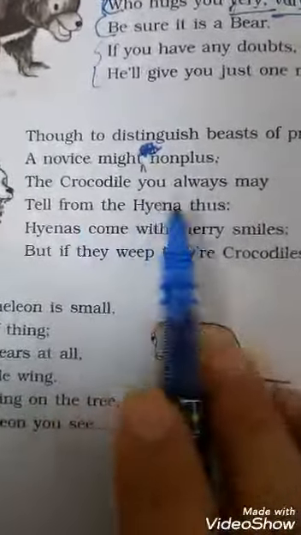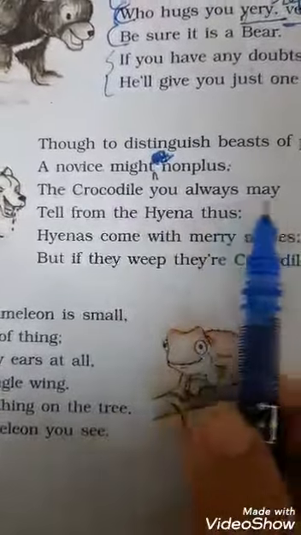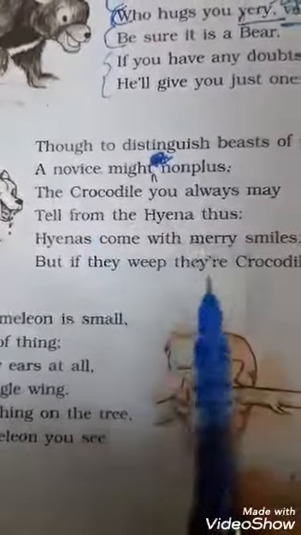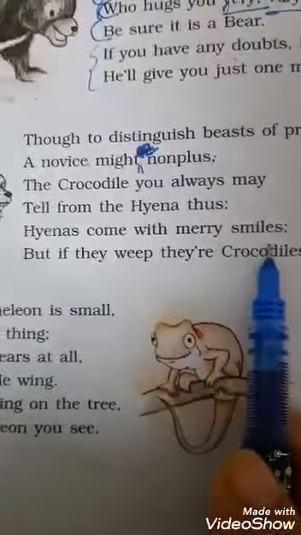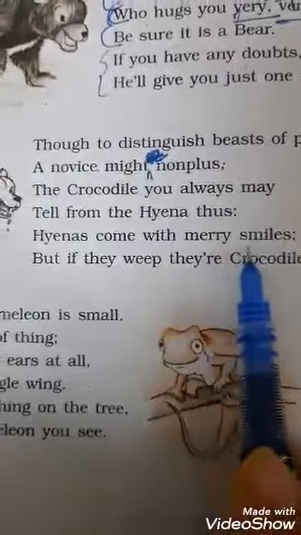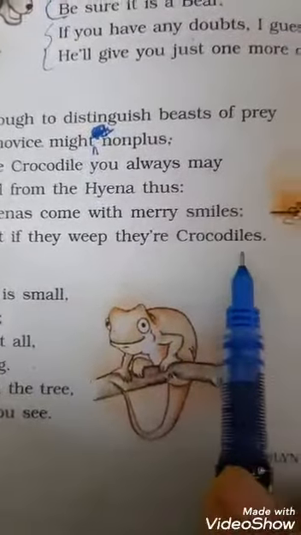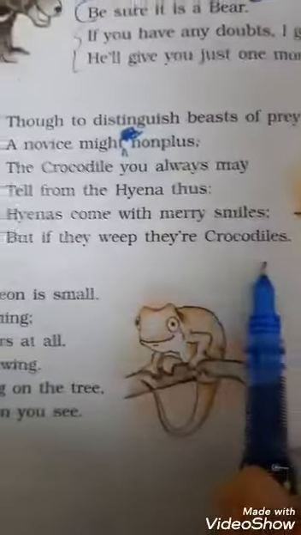between the two. The crocodile you always may tell from the hyena thus. So how will you distinguish between a crocodile and a hyena? Hyenas come with merry smiles. They smile. When you look at hyenas, they look as if they are smiling. But if they weep, they are crocodiles. Crocodiles shed tears.